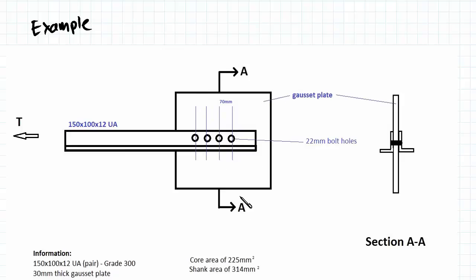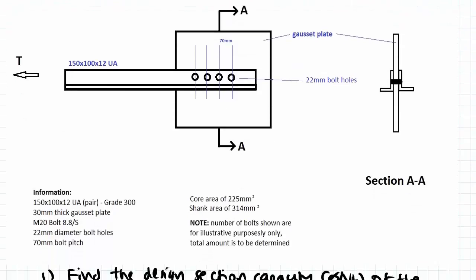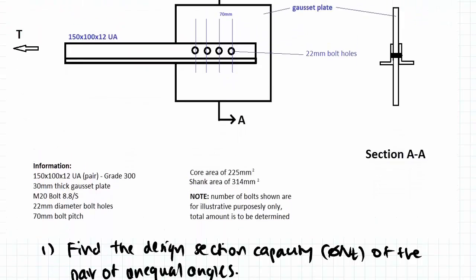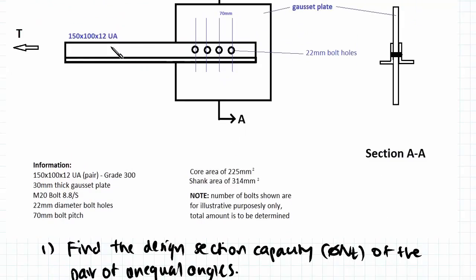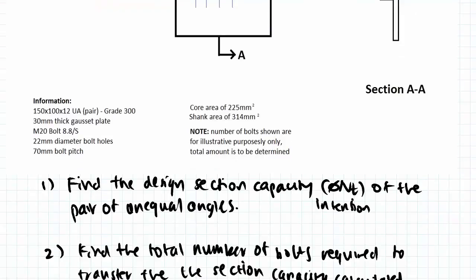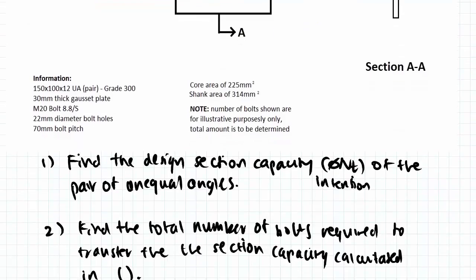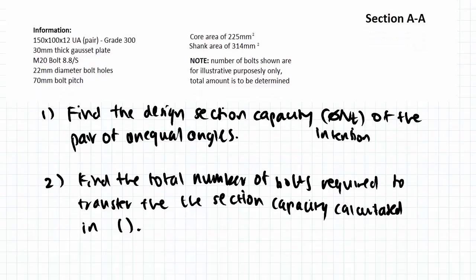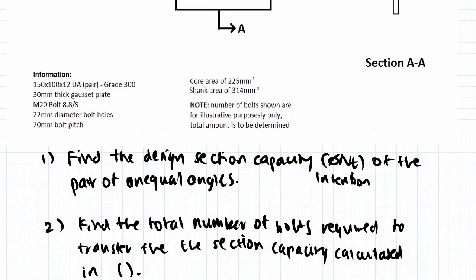gusset plate. Then what we want to do is to find the design capacity of the pair of unequal angles, because they are under tension, and find this actual design section capacity in tension. So in tension. And the second part of our question wants to find the total number of bolts that are actually required in order to transfer the full sectional capacity found in part one.